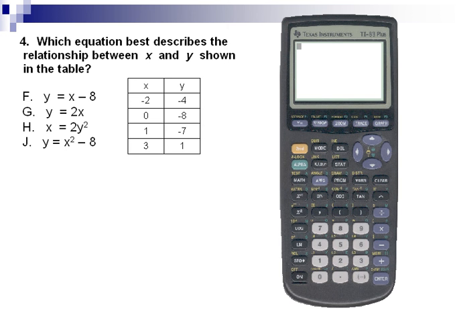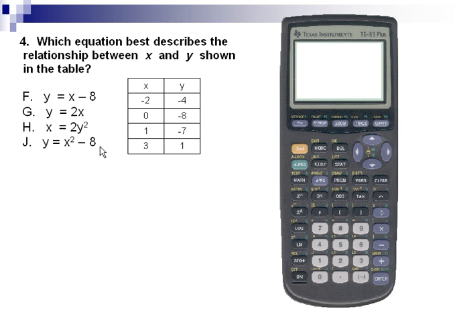In problem number 4, we're asked which equation best describes the relationship of x and y shown in the table. So again, since we are looking for an equation and we can get points, we want to do a regression. Our list of answers contains both linear and quadratic.